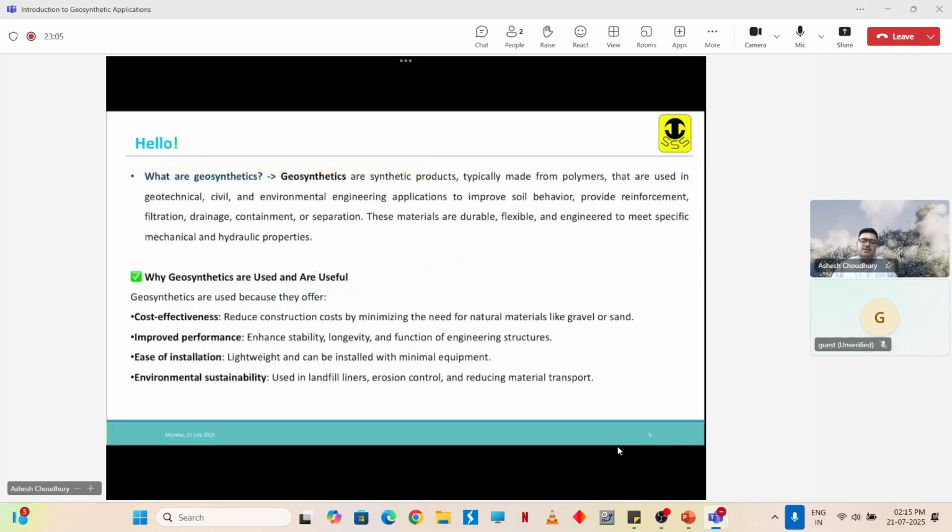Then we have environmental sustainability, using landfill liners, erosion control, and reducing material transport. So we are going to see all of these functions, and how a geosynthetic is used.